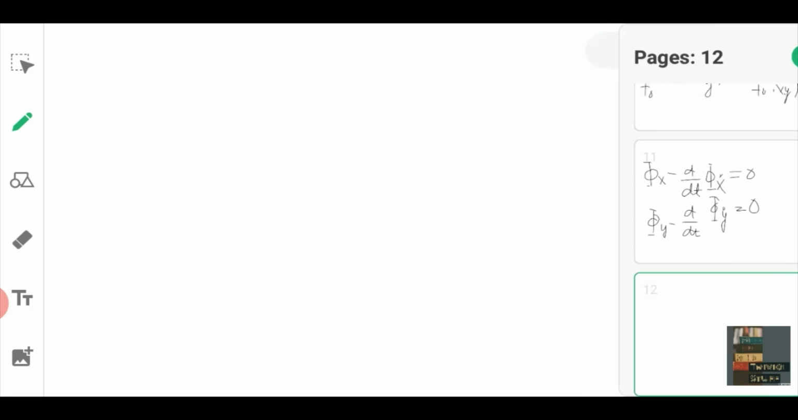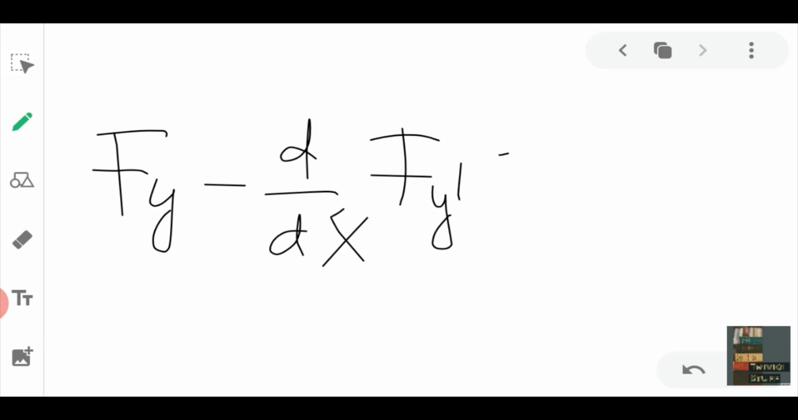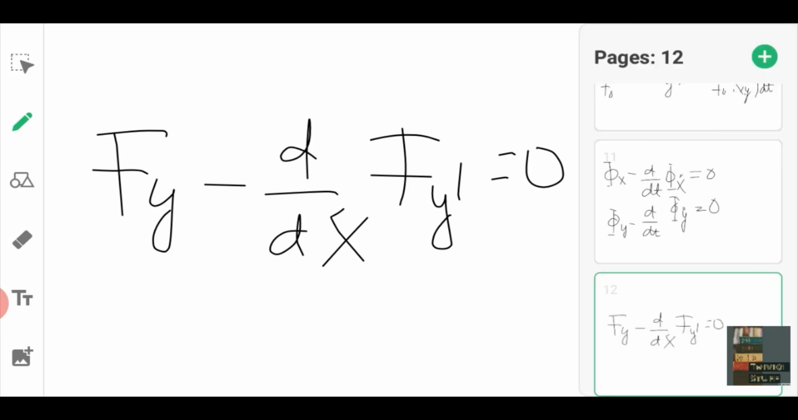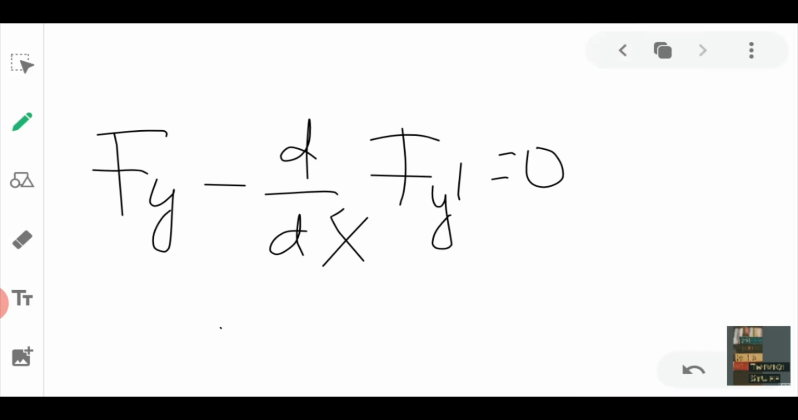And for f, we have a functional which follows the Euler equation given by f sub y minus d over dx of f sub y prime equals 0. Hence, the system of Euler equations cannot be independent. This system of equations cannot be independent, and in fact you can verify that they are connected by the following equation in f.